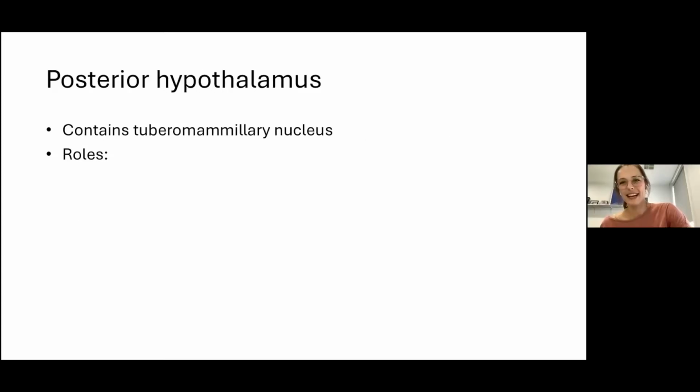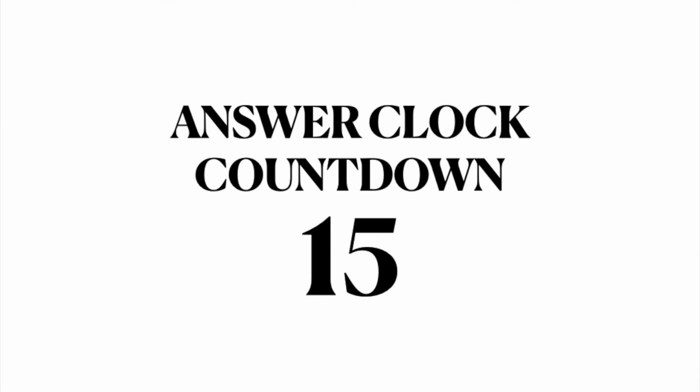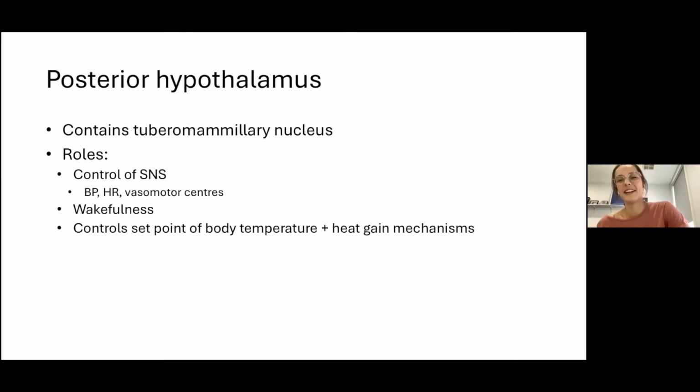Those are the main ones. And then our posterior, which we've sort of spoken about already. Can you tell me what the posterior hypothalamus does? Spot on, exactly. So we've got our sympathetics, wakefulness, as Sarah said, and it also controls the set point of body temperature, and it's our heat gain mechanisms, not our heat loss.